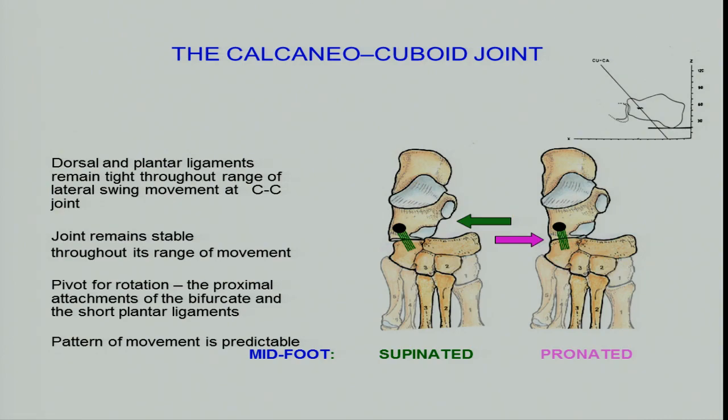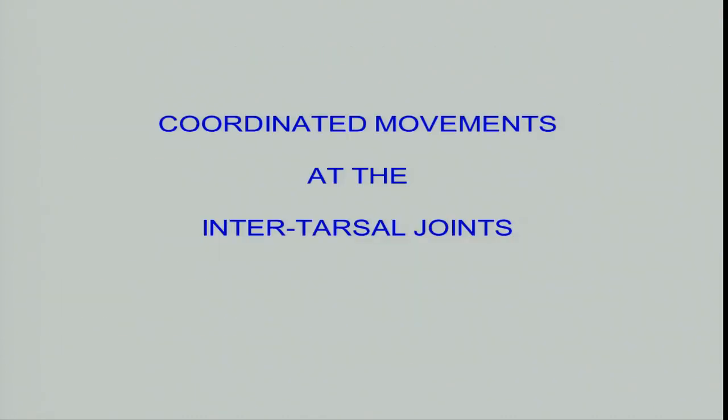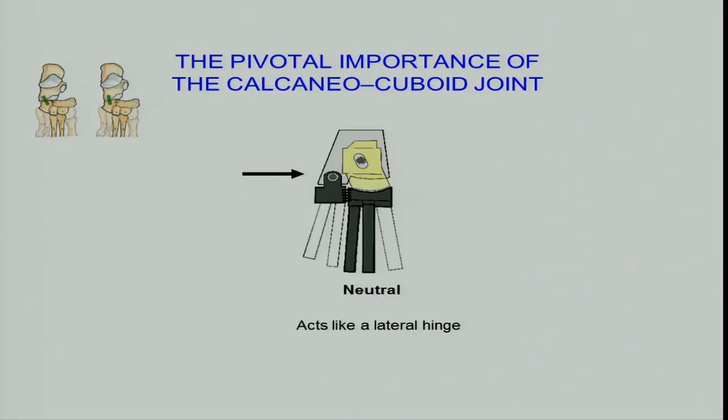We have confirmation that this movement has only one axis from the various stereophotogrammetric studies that show that the calcaneo-cuboid joint axis is single. And that line goes through the proximal attachments of the dorsal and plantar ligaments. So we suggest that of pivotal importance of the movements of the three joints is the calcaneo-cuboid. It acts like a lateral hinge.